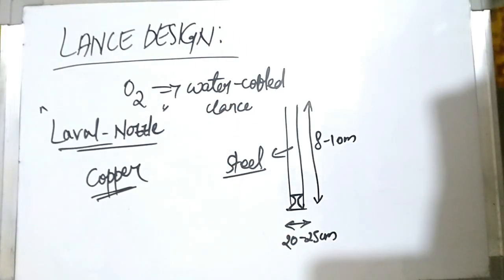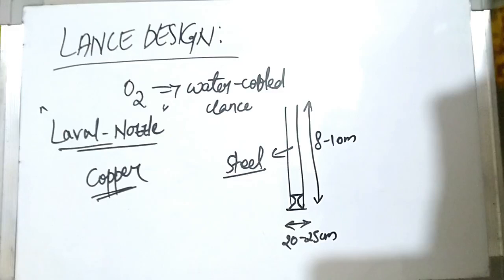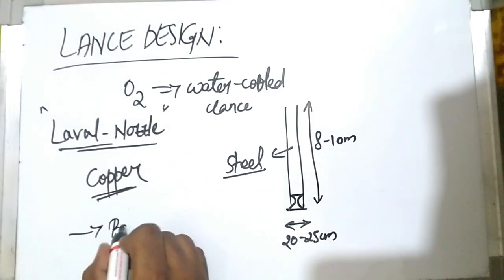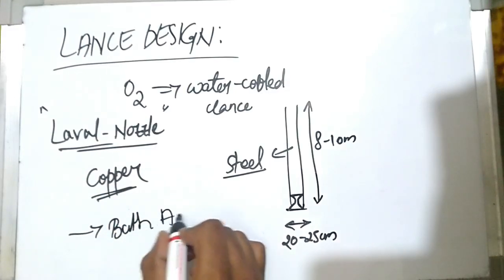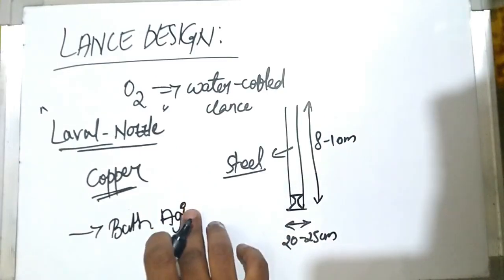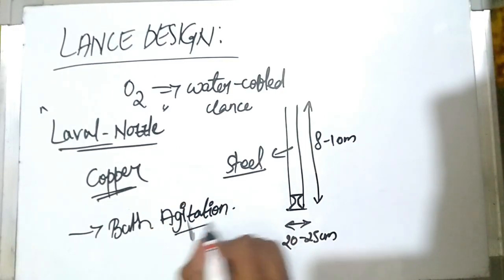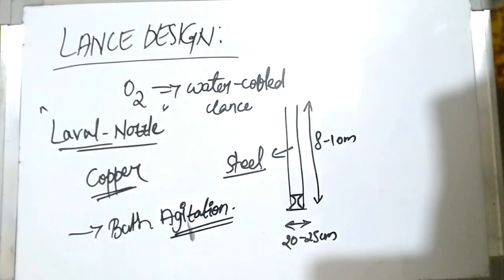And what are the different functions of the lance? The first one is to supply oxygen to the steel through a gaseous jet. With a high pressure, this oxygen must be sent into the metal, and it induces bath agitation also. That is nothing but stirring. Stirring is also done because of this.